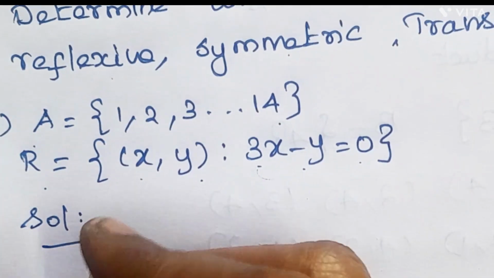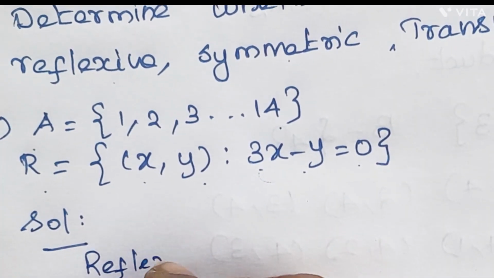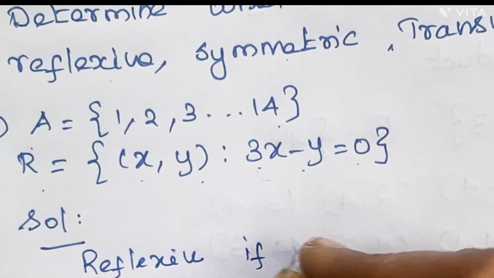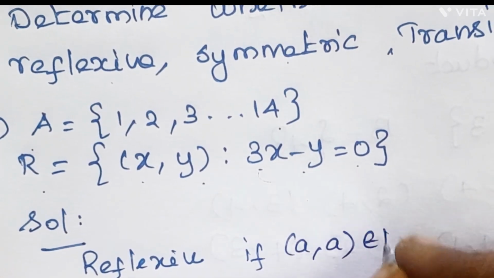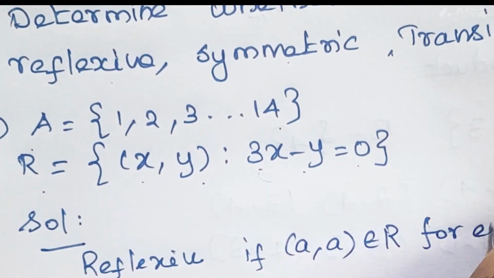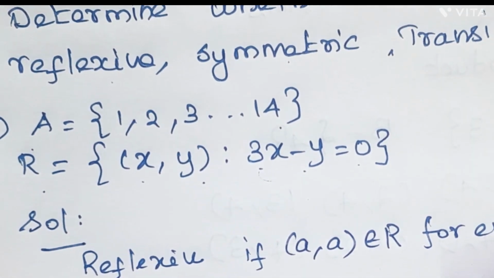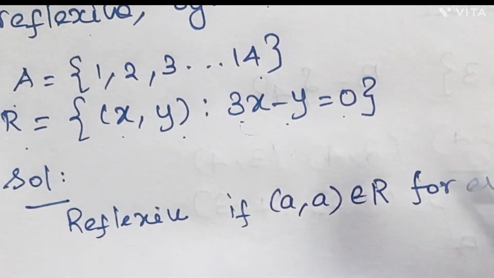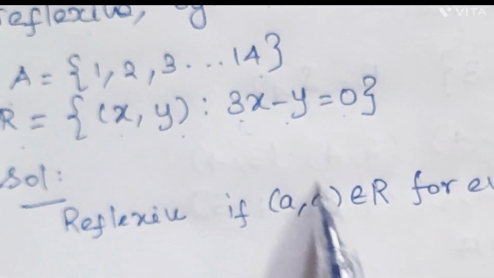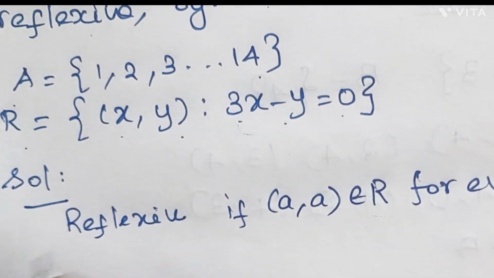So first, for reflexive, the condition is that the ordered pair (a, a) belongs to R for every a belongs to capital A. For every a in A, that ordered pair should be present in capital R.